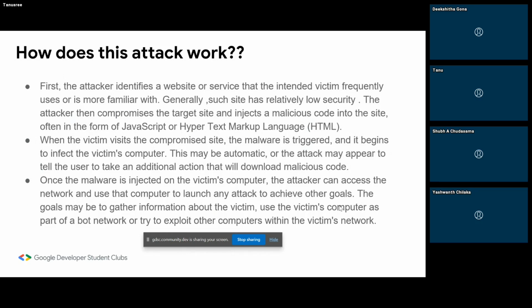The attackers generally insert malicious code into those sites, as I've told you before, via JavaScript or an HTML form. By this, the attackers get access to the victim's computer or network and achieve goals like stealing personal information and banking details, and also attack other computers within the victim's network and get to attack more.